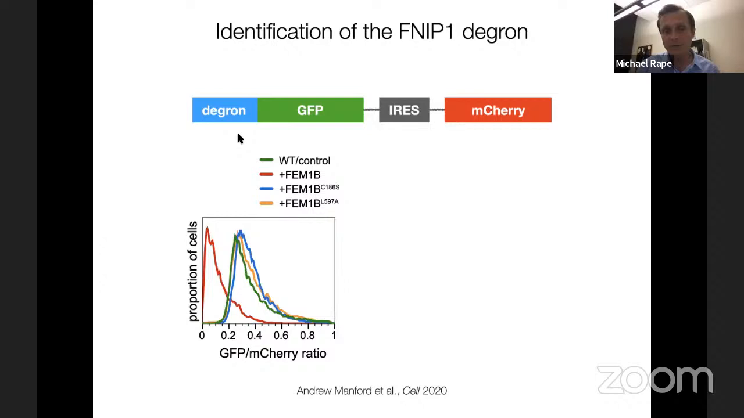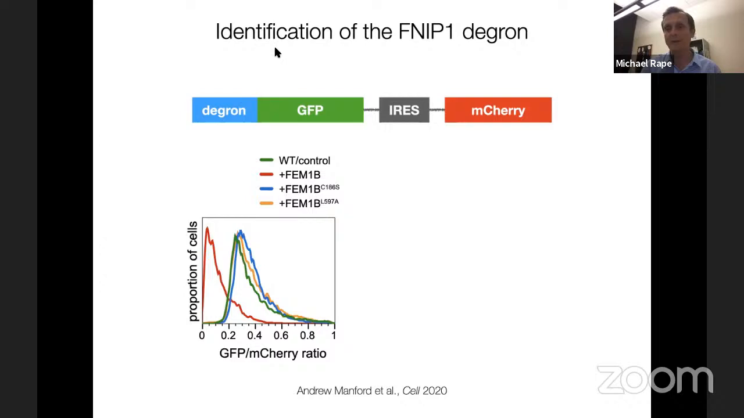So when we use the FNIP1 degron, these 20 residues in this sequence, we get a certain ratio of GFP to RFP, in the green curve here. If we then turn on the E3 ligase, this shifts to the red curve, it shifts to the left, and that means you have less GFP in the cell, meaning you're degrading this GFP fusion. And this was dependent on the degron. If we didn't have the degron, this wouldn't happen.